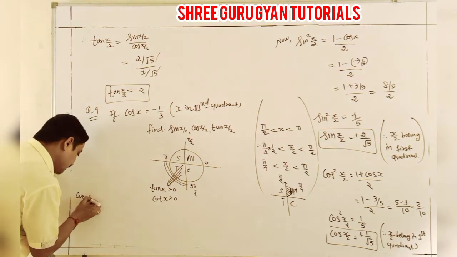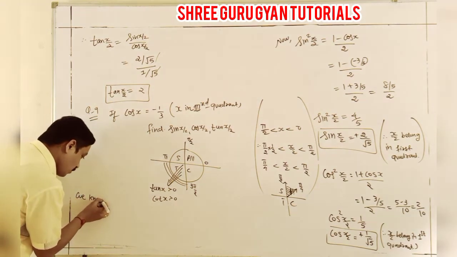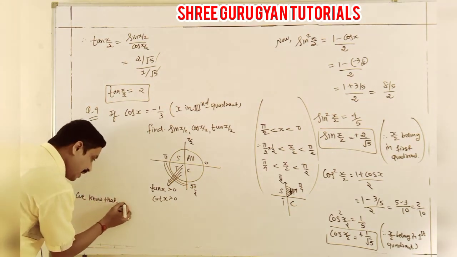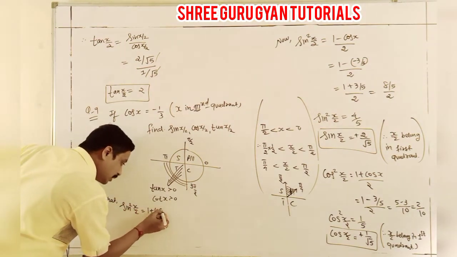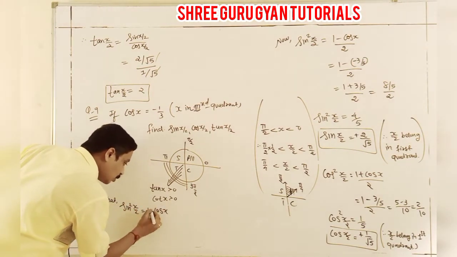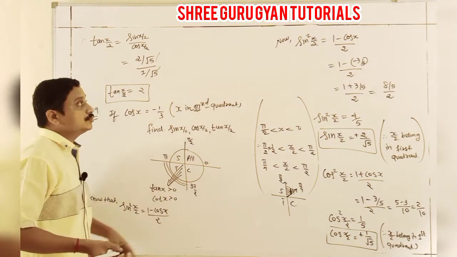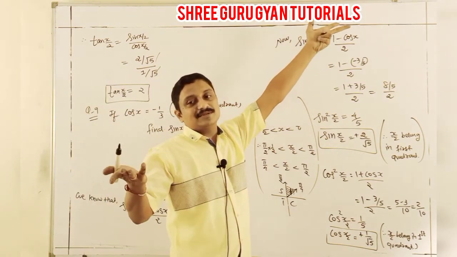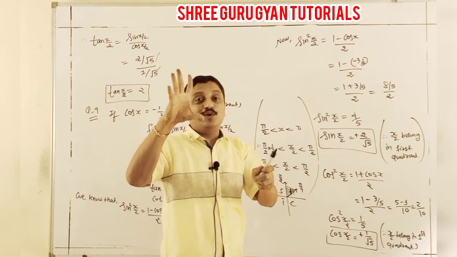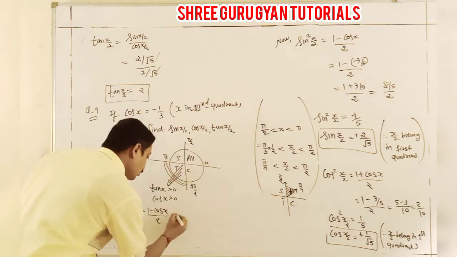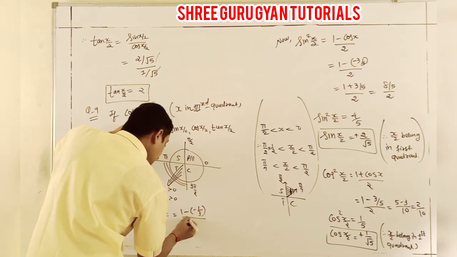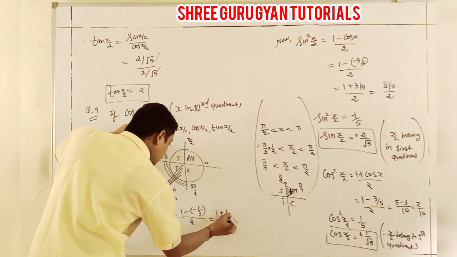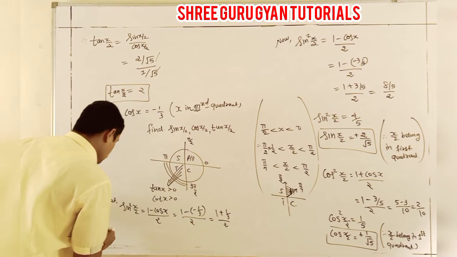We know that sin square x by 2 equals 1 minus cos x by 2. Same property, utilize from the previous sum, fifth group, students. So the value is cos x, minus 1/3, by 2. So 1 plus 1/3 by 2. So my value is sin square x by 2.